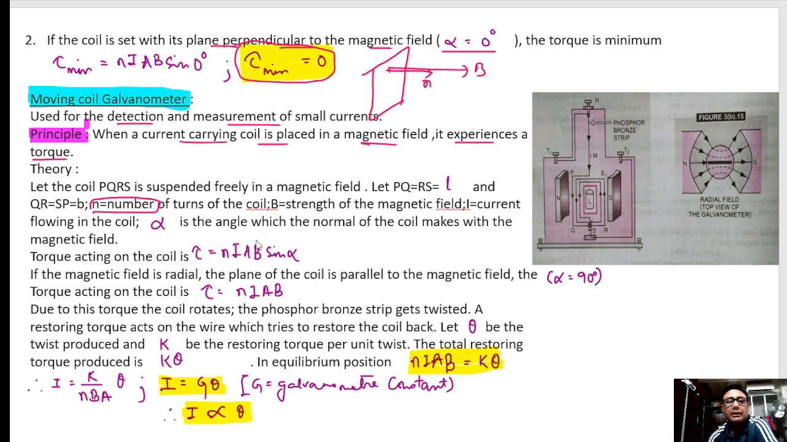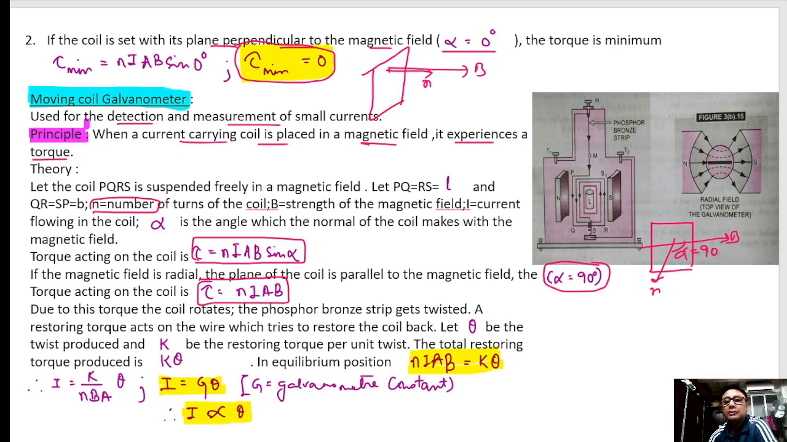We have already studied that the torque acting on this coil should be this. Now if the normal makes 90 degrees with the magnetic field, that means the coil is parallel to the magnetic field. This is the plane of the coil, the magnetic field is like this, and the normal is coming out like this. So the angle is 90 degrees, and the maximum torque will act on it.